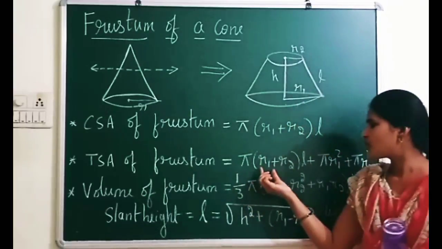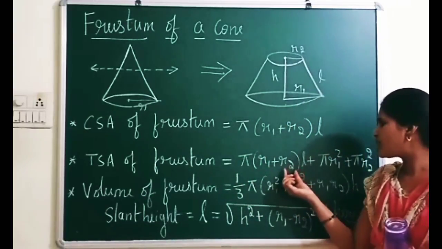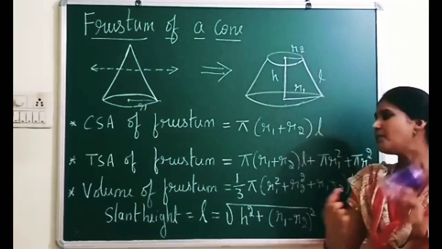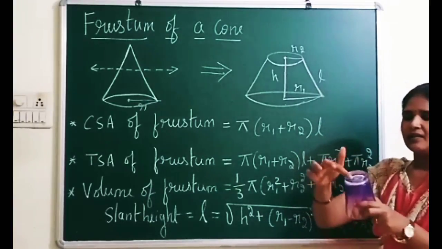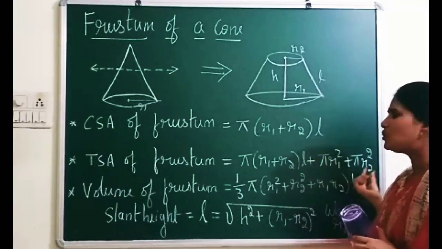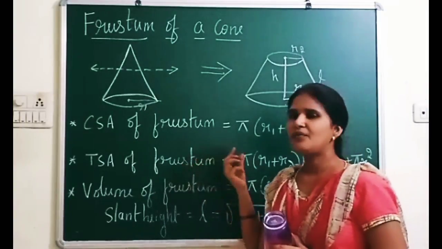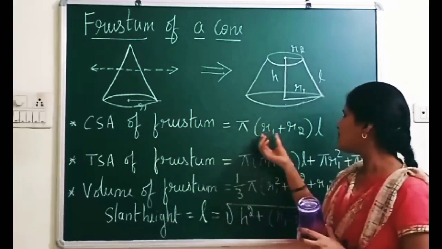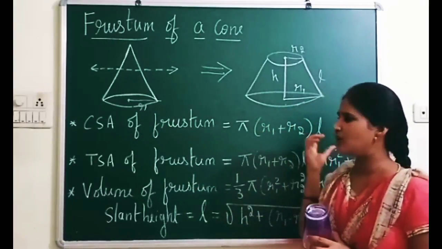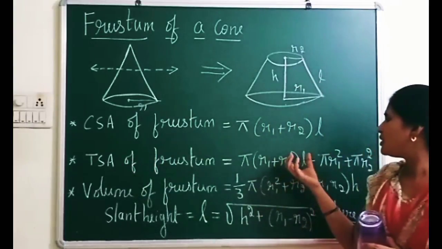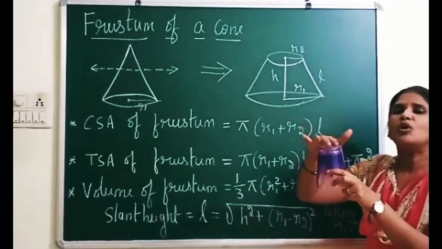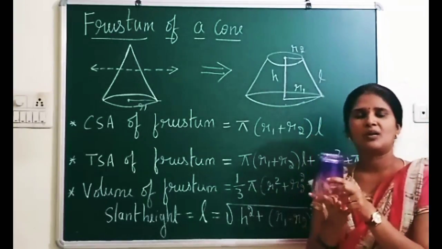So CSA is, first of all, as you know, pi into R1 plus R2 into L. Plus this circle, when you consider, it is pi R1 square, and this circle is pi R2 square. That is called TSA of frustum. So I hope everyone is following. CSA of frustum is pi into R1 plus R2 into L, and TSA of frustum is nothing but pi into R1 plus R2 into L plus both the circles' area, top and bottom.